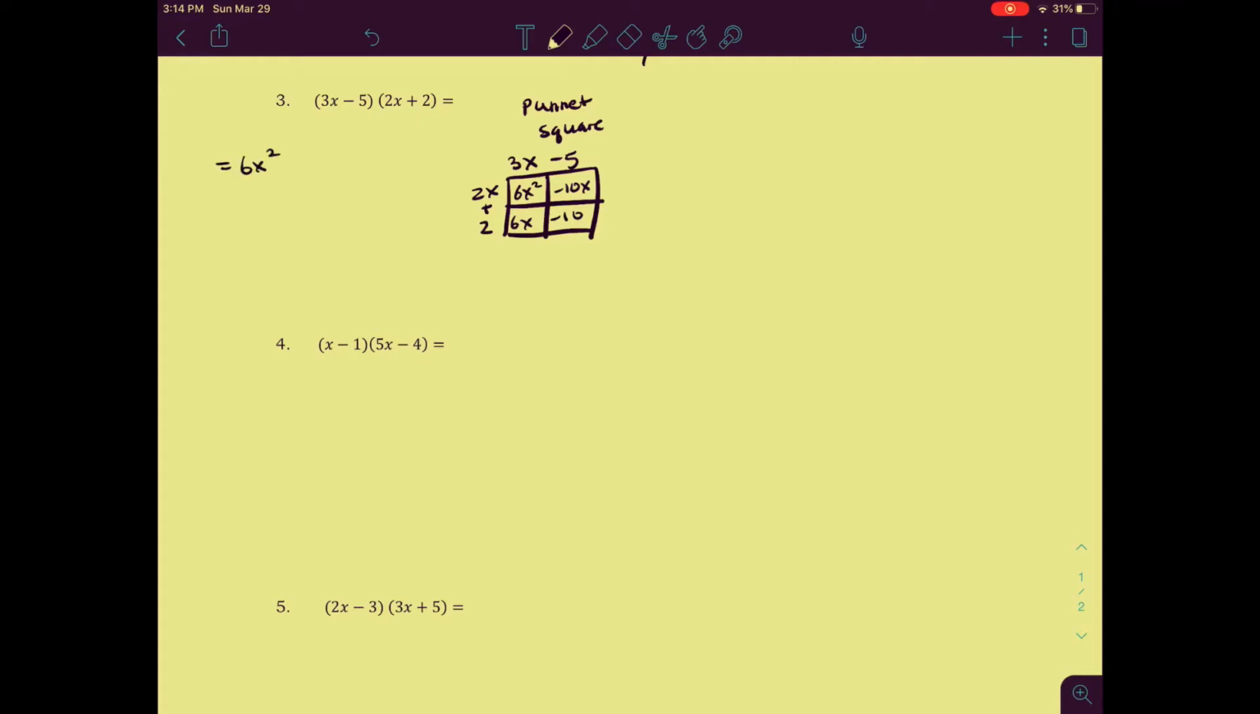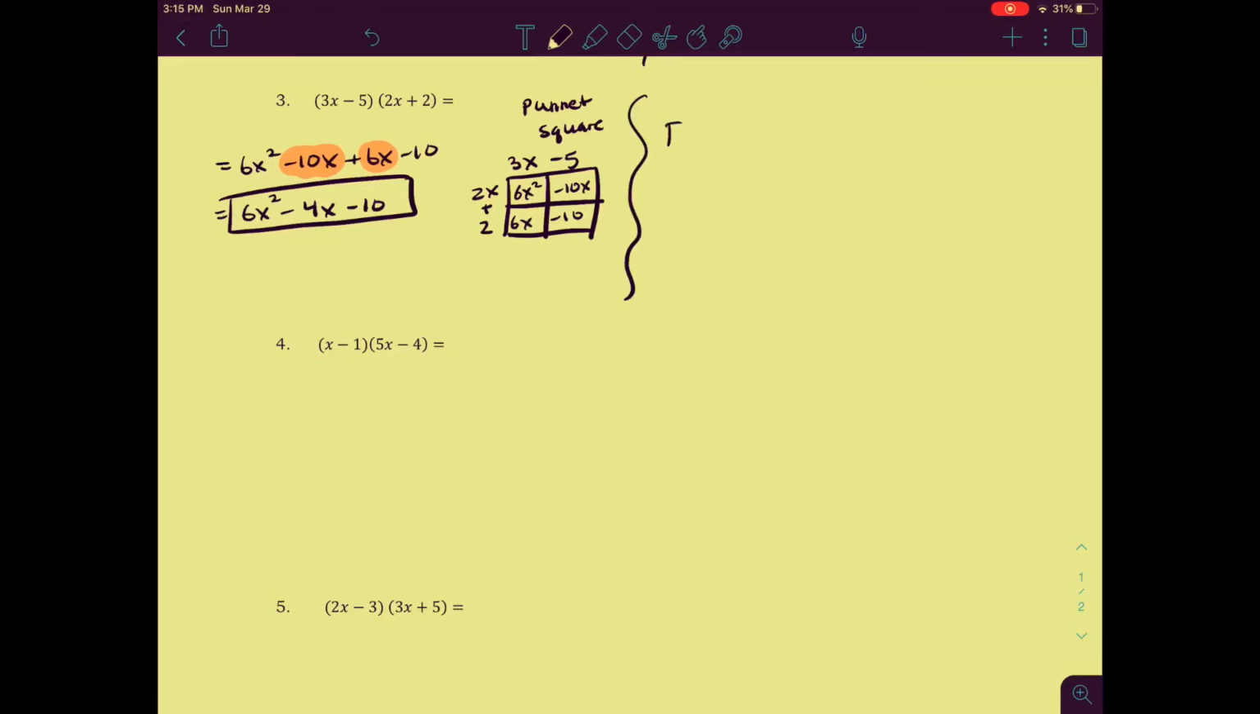From here, I will just write down the terms inside my Punnett square. 6x squared minus 10x plus 6x minus 10, and then from here I would just simplify. So 6x squared, there's no other like terms for that. Here I have negative 10x plus 6x. When I combine those, I'm going to have negative 4x, and then lastly minus 10, and this would be my final answer.